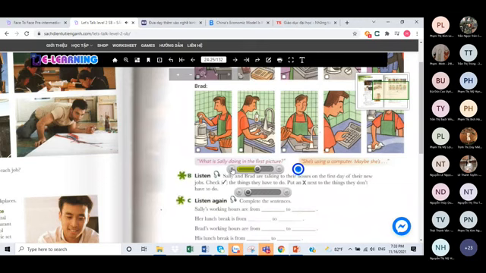Each order is... So, which picture? Number 1. Number 1. What do you hear? Your job is serving customers and preparing juice. Right. Serving the customer, preparing the juice. So number 1, yes.